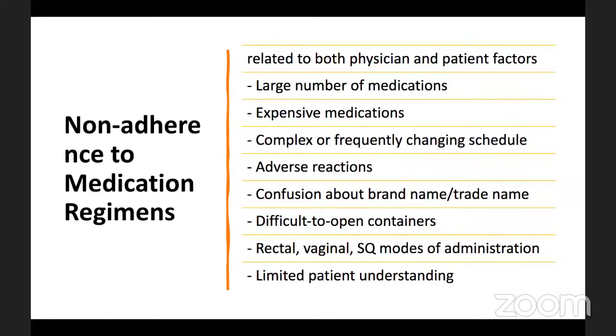Non-adherence to medication regimens is related to both physician and patient factors. It can be because of the large number of medications that the patient is taking, any expensive medications that they're not able to afford, and complex or frequently changing schedules. They're not able to understand when they're supposed to take what, any adverse reactions, confusion about brand name and trade name, and difficult-to-open containers, because elderly populations sometimes find it very hard to open the bottles. Rectal, vaginal, and SQ modes of administration are different and more complex, and there is limited patient understanding depending on their education.